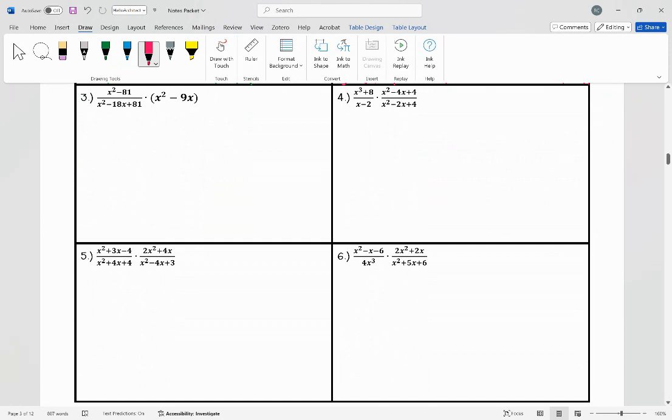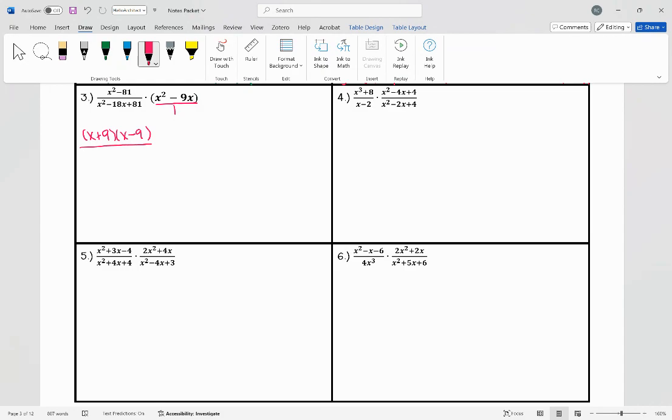All right, moving on to number 3. Number 3 looks a little different. The first thing that I'm going to do when I see something like this, and I'm going to put this over 1. Okay, that way it looks like a fraction times a fraction, so it looks the same as what we've been dealing with for the last few. Okay, and then again, I just start to factor. So the top is going to factor x plus 9, x minus 9.